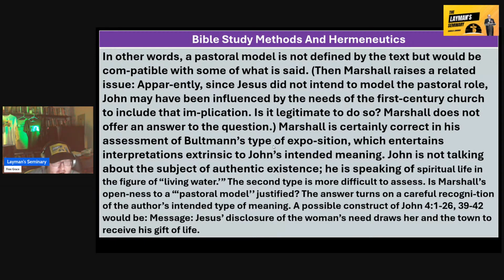The answer turns on a careful recognition of the author's intended type of meaning. A possible construct of John 4 would be the message. So this is his message. This is his method, guys. He's summarizing his understanding of John 4. Message: Jesus' disclosure of the woman's need draws her and the town to receive his gift of life. Okay, that's the message.